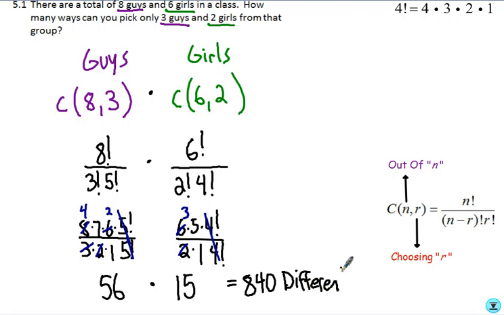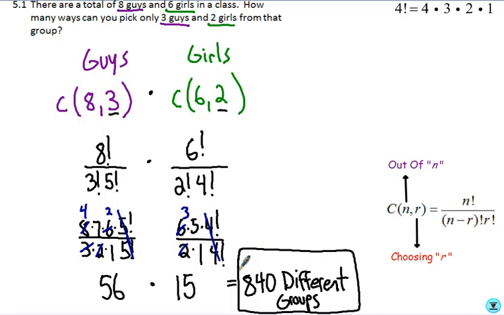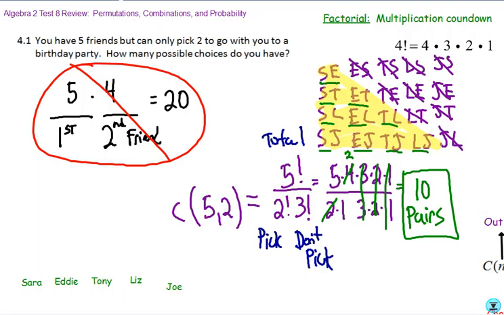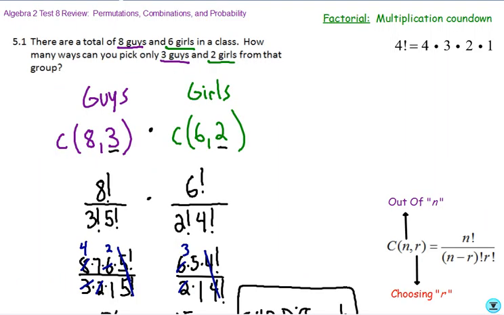What kind of groups? Well, a group that has 3 guys in it and then 2 girls in it. So 840 different groups. But we had 2 different combinations because we were talking about 2 different things. We were talking about guys and then we were talking about girls. So those are 2 different things. Whereas on that last problem, when we were talking about just friends, we weren't separating or saying like, oh, there's one group of guys and one group of girls. It was just one big group. Whereas here, we actually have 2 separate groups.